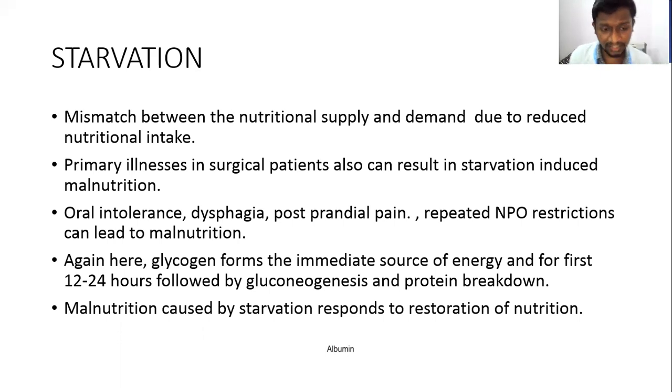In relation to surgery, all the primary illnesses in surgical patients can result in starvation-induced malnutrition. One example is the patient not being able to tolerate orals. Whatever food we give, he would vomit out. It could be any reason, such as a growth obstructing the esophagus or the stomach, so the food is not passing down into the bowels for absorption and assimilation, and is thrown out as vomitus. Or it could be dysphagia, where he has difficulty swallowing, so his oral intake would decrease and the nutrition supply would come down again.